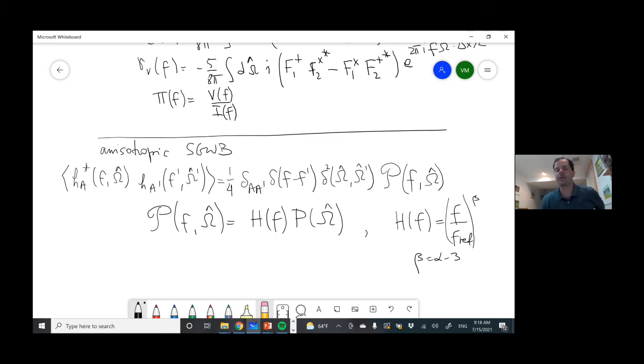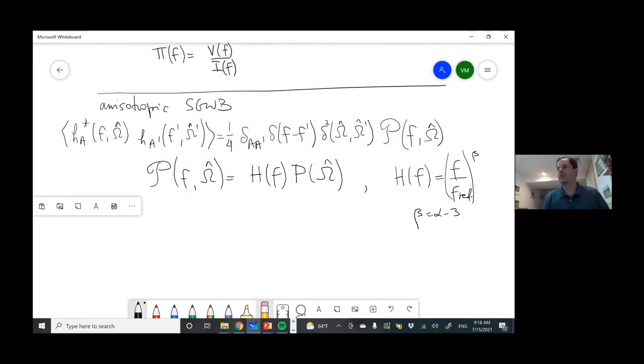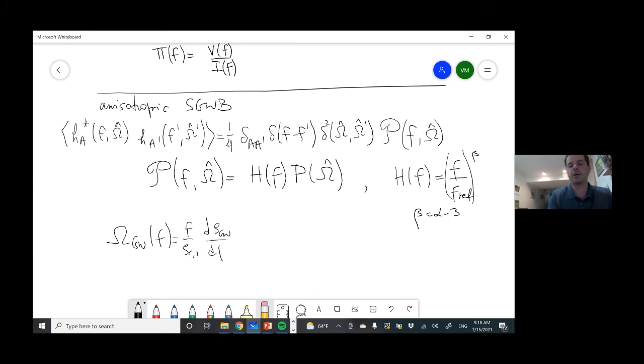If you look back, typically what we assumed is that omega is a power law, but omega and H are related with this f cubed term. So this just works. Okay, so now we have a two-point correlation. We can again, for the third time, go through the same kind of calculations that we did before. The first one is to calculate what is omega GW of f. Remember how this looks. This is f over rho_c times the derivative of rho_GW with respect to frequency.